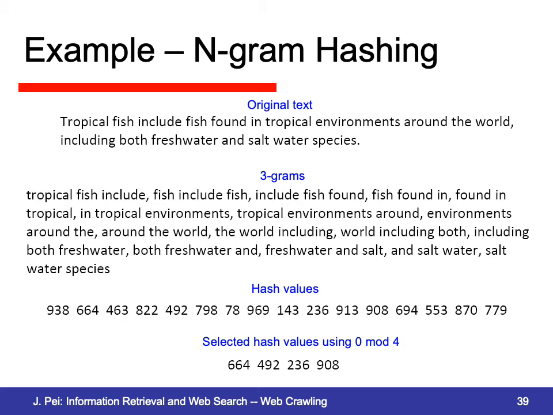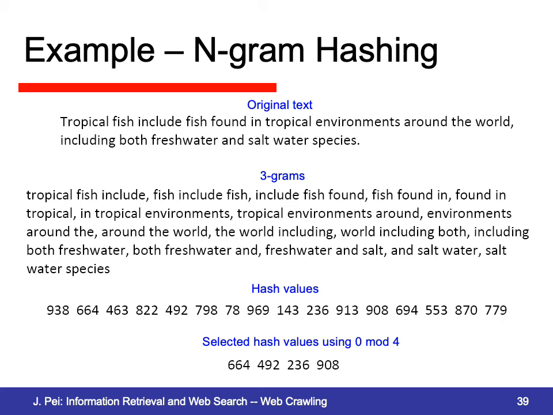Let's take a concrete example. Suppose we have the original text as "tropical fish include fish found in tropical environments around the world, including both freshwater and saltwater species." We take 3-grams. So the first 3 words become the first 3-gram, "tropical fish include".